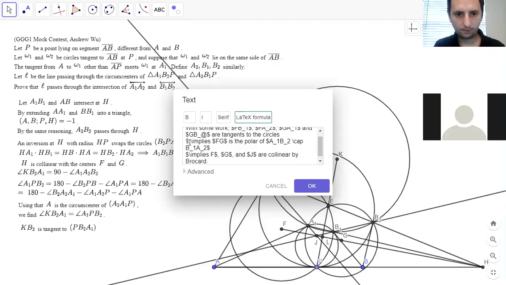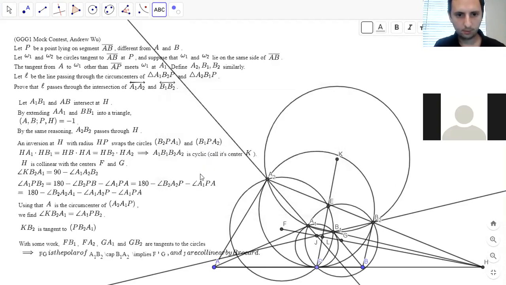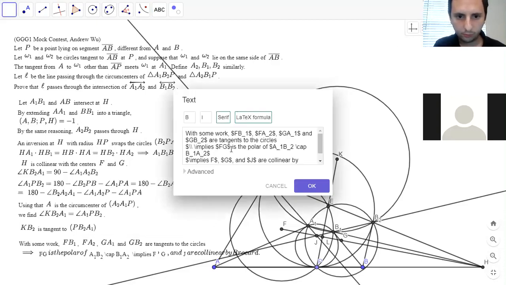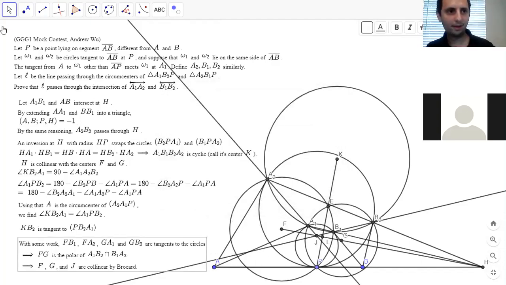So let's see how this all came out. See what that does. There we go. Ah, not bad. All right, so I'm going to stop right here.